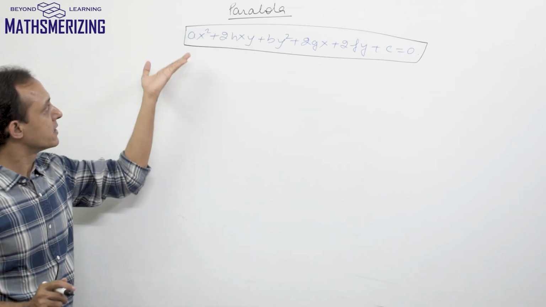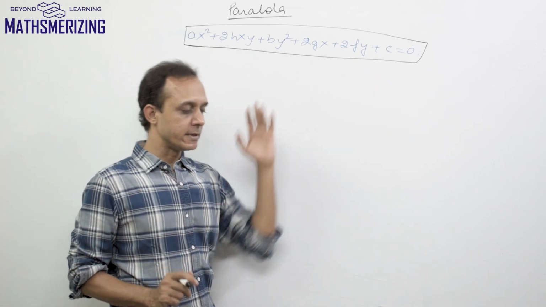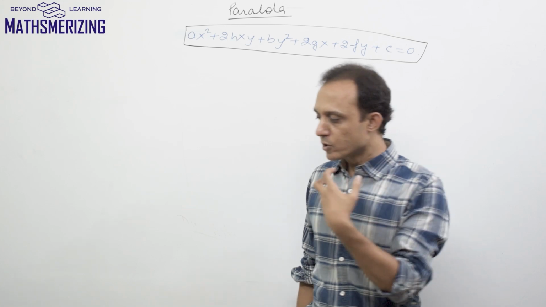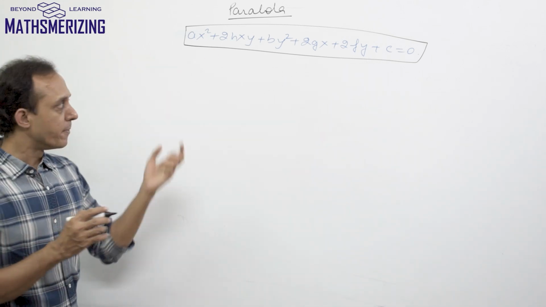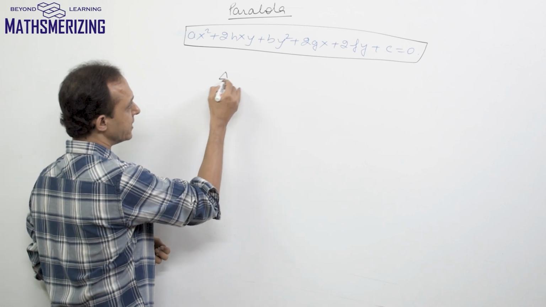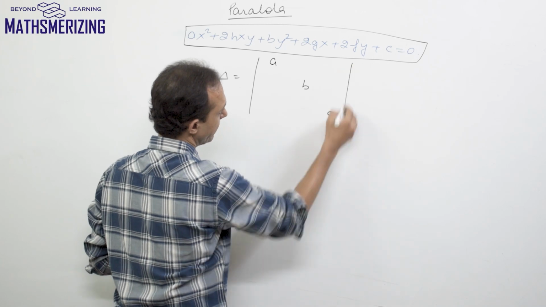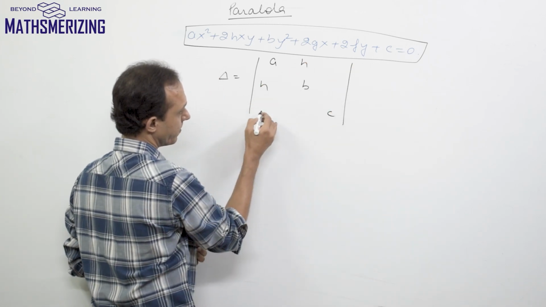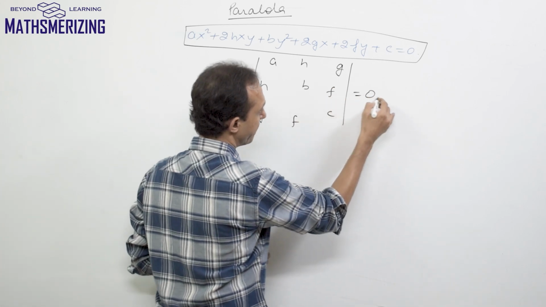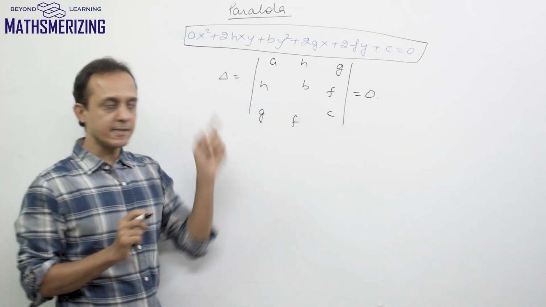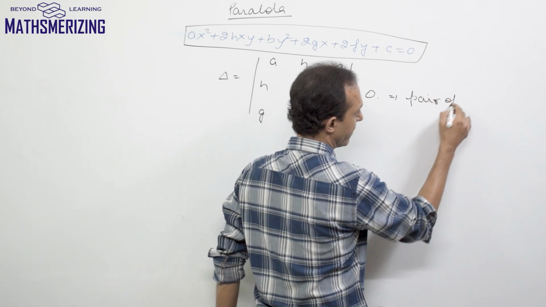So any general equation which is ax square plus 2hxy plus by square plus 2gx plus 2fy plus c equals 0 may also represent a conic. Now we have already studied this equation in pair of straight lines. In pair of straight lines, what we generally do is find this determinant delta, which is the rows a, h, g; h, b, f; g, f, c. And if this delta is equal to 0, then we always say that this equation will represent a pair of straight lines.